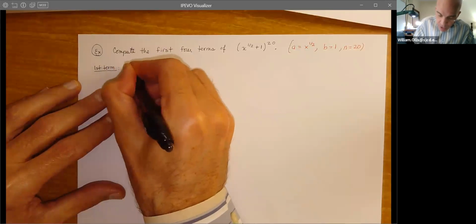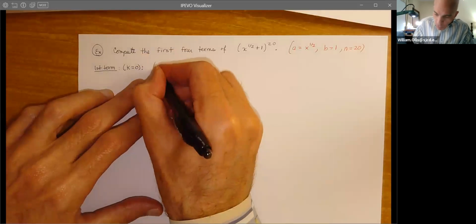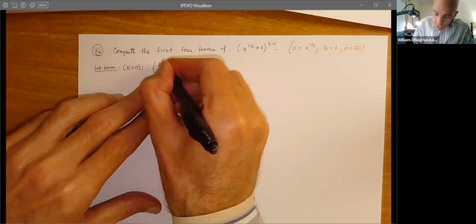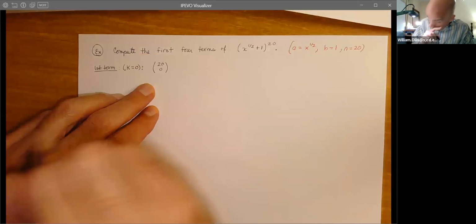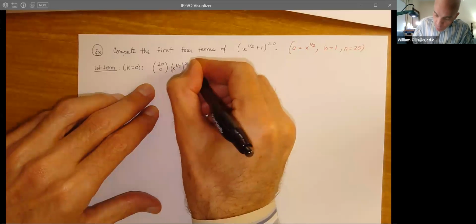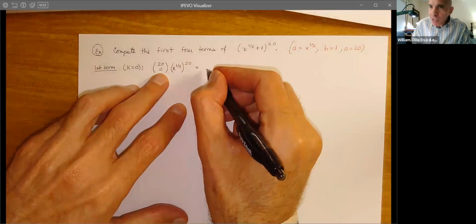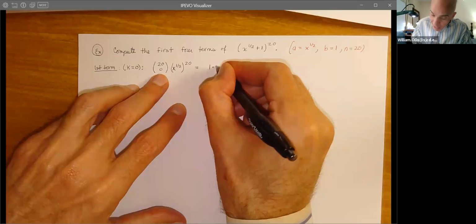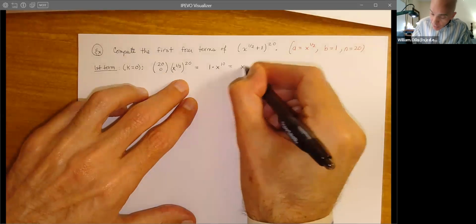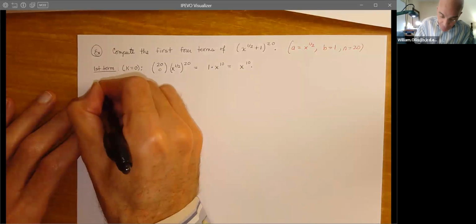will be k equals 0. So we'll say, well, we do need the 20, so don't let me downplay the 20. So we have 20 choose 0. And then we have x to the 1/2 raised to the 20th power. Okay, well, 20 choose 0, that's extreme. That's just 1. So we get 1 times x, well, 20 times 1/2. Well, this is really difficult. This is just x to the 10th. Power of the binomial. Second term.